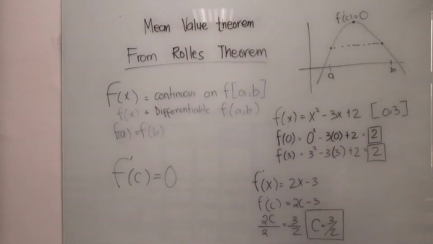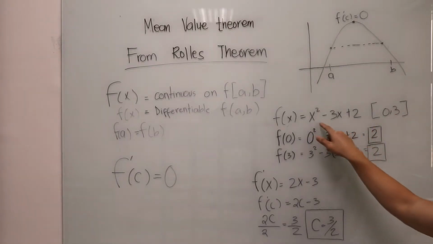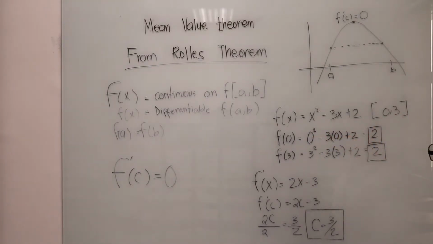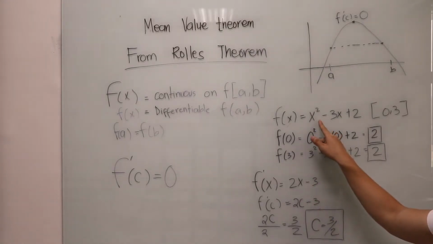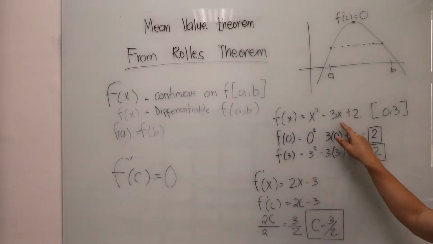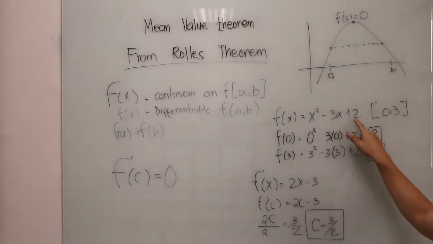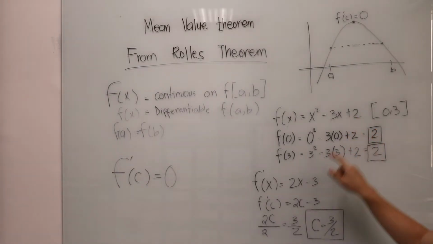f of x equals x squared minus 3x plus 2, closed interval 0, 3. If you plug in 0 and 3, you'll get the same value, 2. Since the conditions have been met, you can get the number c. First, you're going to differentiate the original function, x squared minus 3x plus 2. So 2x minus 3. The first derivative of x squared is 2x, the derivative of 3x is negative 3, and since 2 is a constant, its derivative is 0.